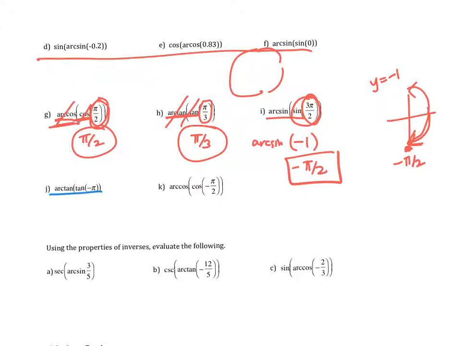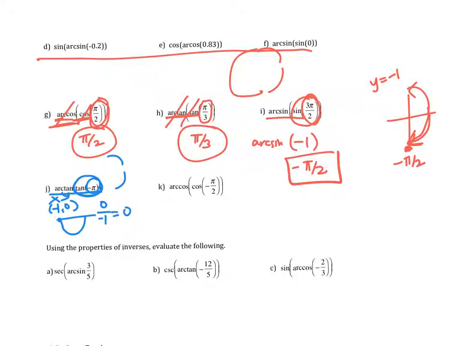Looking at J, arctangent of tangent negative pi, I notice that negative pi is not within my restriction of negative pi over 2 to positive pi over 2 for arctangent. That means I have to go look at the inside first. What is tangent of negative pi? So tangent of negative pi is over here. That's negative 1 comma 0. Tangent is y over x. So y over x would give me 0.